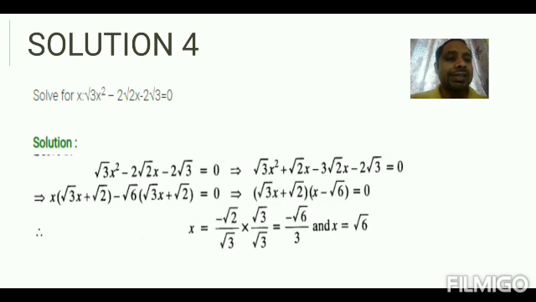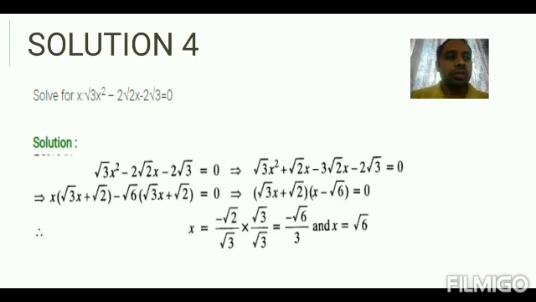Therefore, the value of x is either √3x plus √2 equals 0 or x minus √6 equals 0. If we take x minus √6 equals 0, we will get x equals √6. And second, if we take √3x plus √2 equals 0, then you will get x equals minus √2 upon √3. And if we rationalize it, we will get x equals minus √6 upon 3. Hope it is clear to all of you.